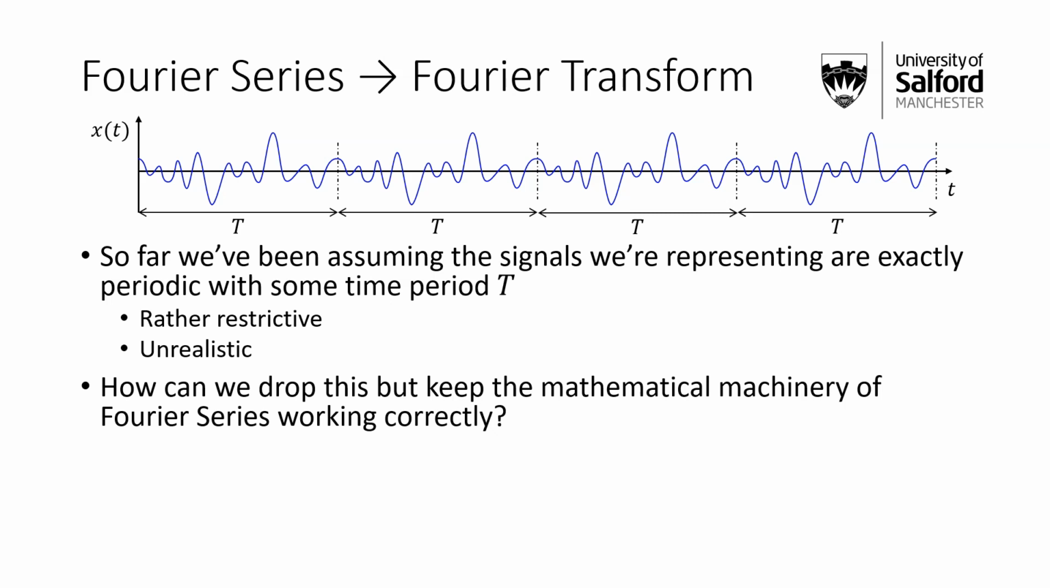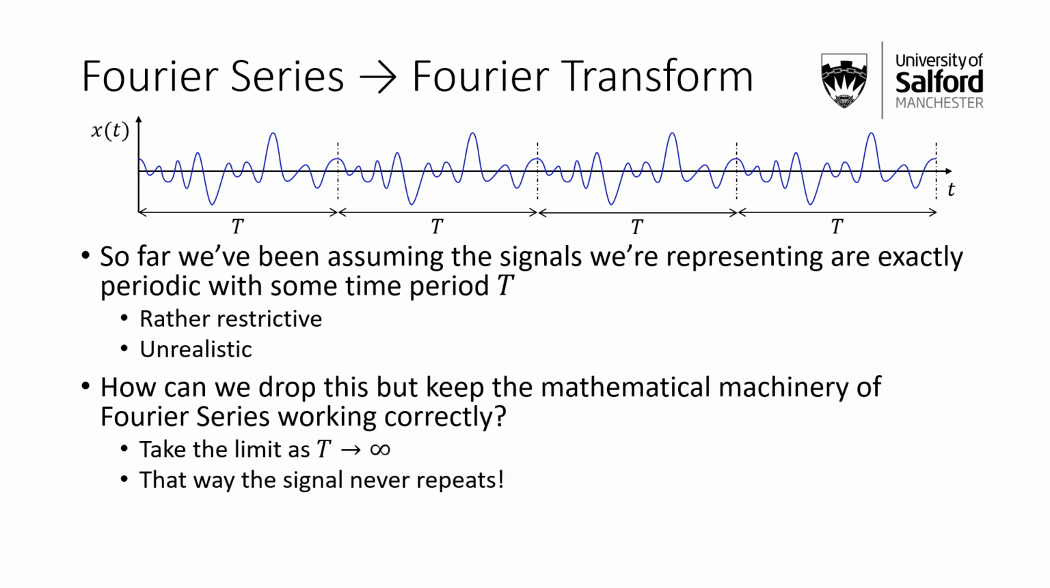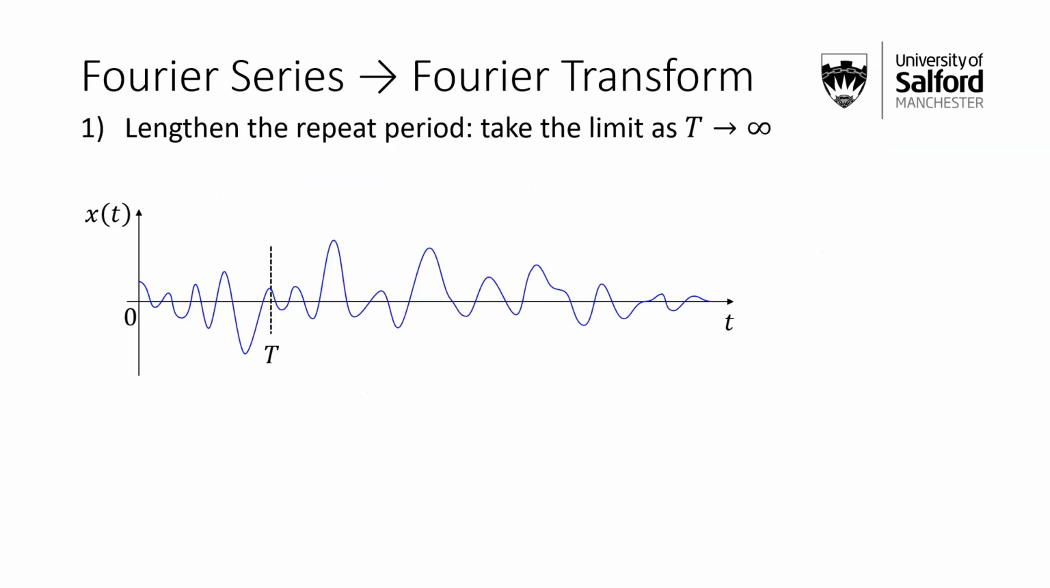Well, the trick in short is to take the limit as T goes to infinity. If you just make the repeat period infinitely long, then the signal never repeats. So in a way, that's it. But there's various implications that will come out of this, so we need to look and see what effect this has. So first of all, let's think what happens. The first step is to lengthen the repeat period. So take the limit as period T goes to infinity.